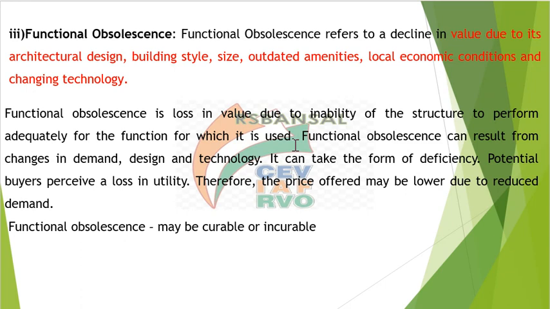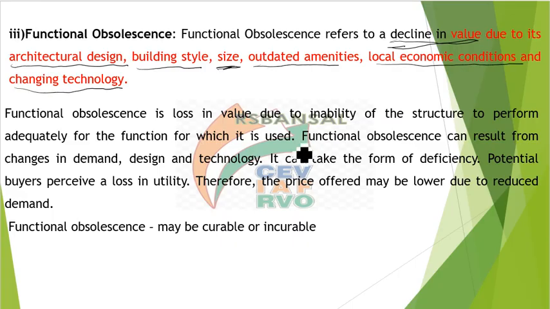Third one is functional obsolescence. This functional obsolescence is a decline in value. Why? Because of its outdated architectural design, outdated building style, inadequate or oversized, outdated amenities, local conditions, and changing technology. That is called functional obsolescence.